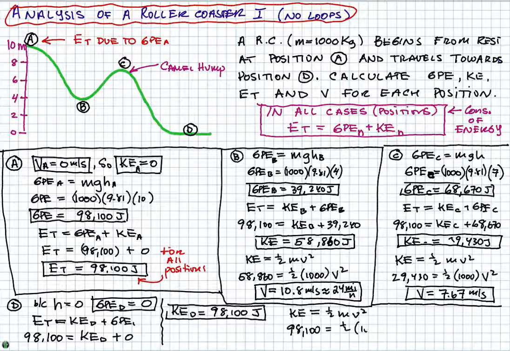So 1/2 times 1,000, v squared. So finally, v at position D is going to be 14 meters per second, and that is roughly 31 miles per hour.